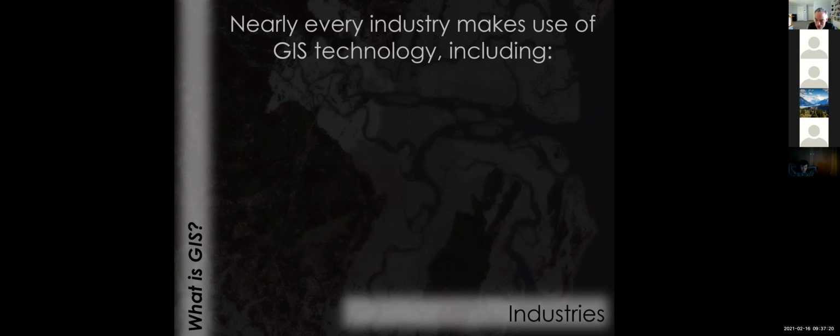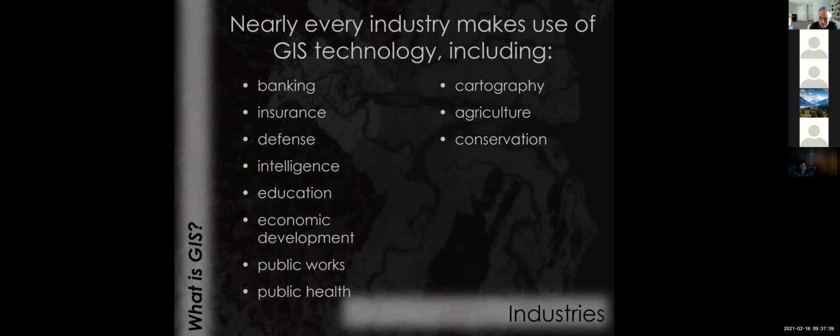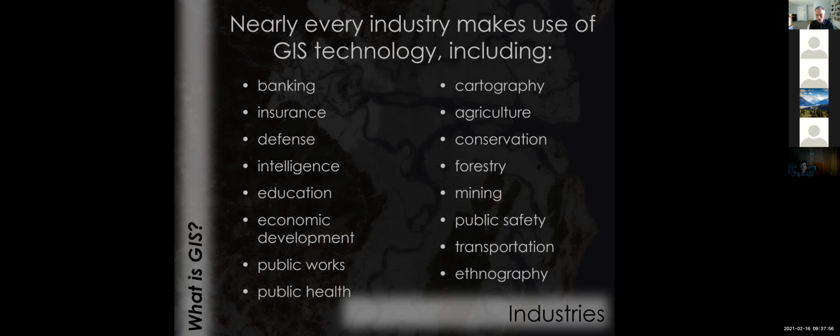Nearly every industry that you can think of makes use of GIS technology. So these include banking, insurance, defense, intelligence, education, economic development, public works, public health, cartography, agriculture, conservation, forestry, mining, public safety, transportation, ethnography, all sorts of different types of fields.